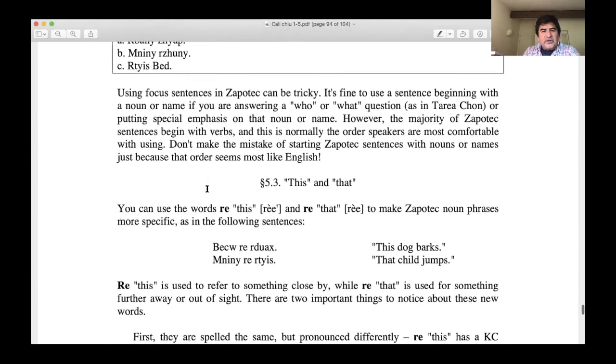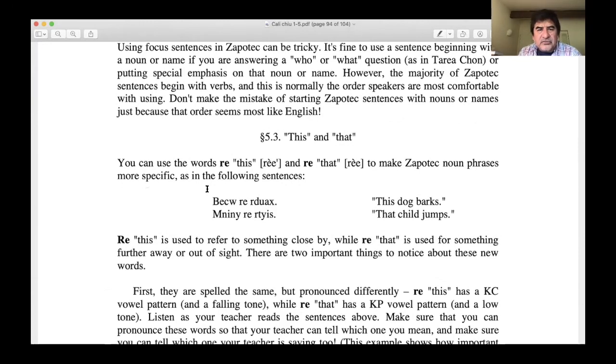And now we're gonna see how we use this and that. Okay, so remember that this and that in Zapotec are spelled the same, R-E, R-E. However, we make a difference in terms of how we pronounce them. Remember that Zapotec is a tonal language, and in order to differentiate that, we need to pronounce those types of vowels that we went over and over up to this point, or at least last lesson.